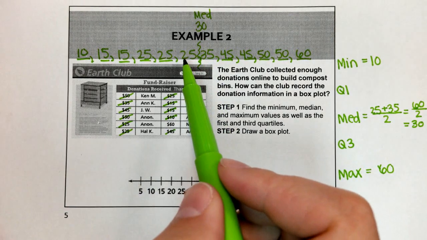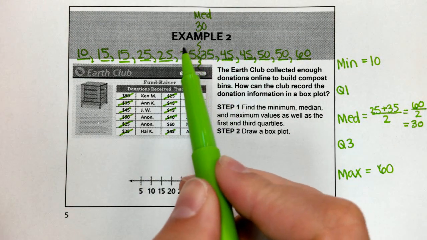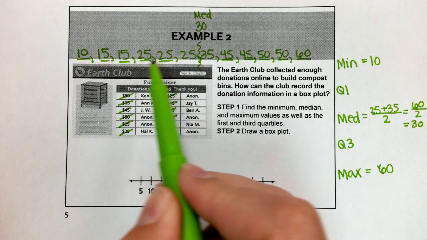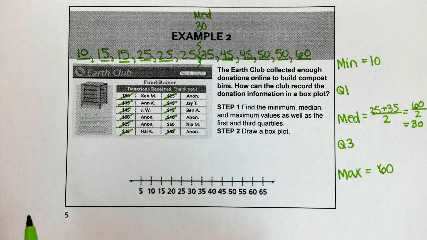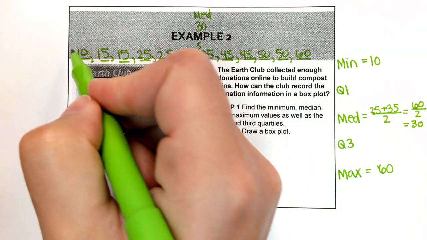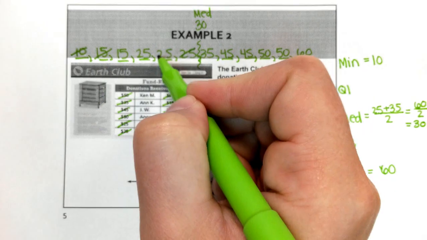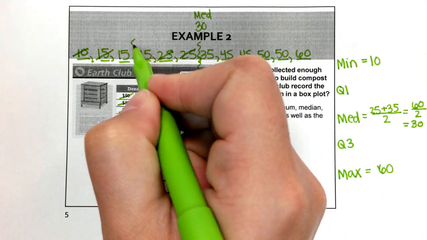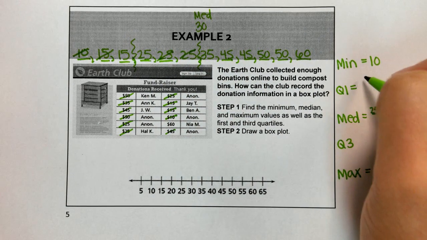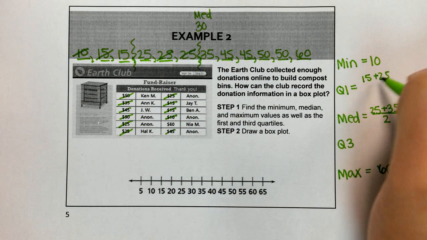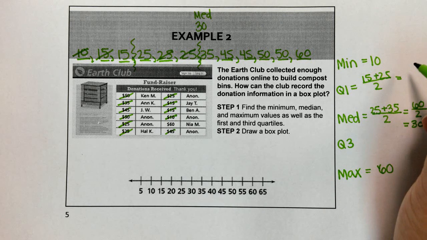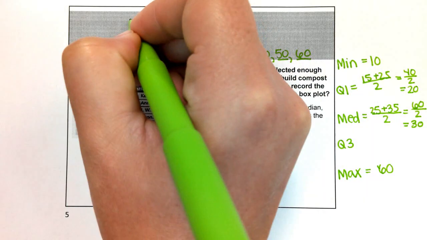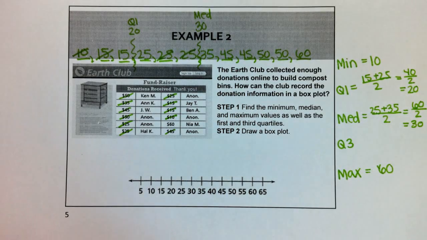Now, since I didn't include 25 and 35 for my median, I didn't circle them, I still include 25 when I do my quartile 1, and I still include 35 when I do my quartile 3. So quartile 1, left, right, left, right, 2 numbers in the middle, so I'm going to add them together. So we have 15 plus 25 divided by 2. So 15 plus 25 gives me 40. 40 divided by 2 gives me 20. So that means quartile 1 is 20.